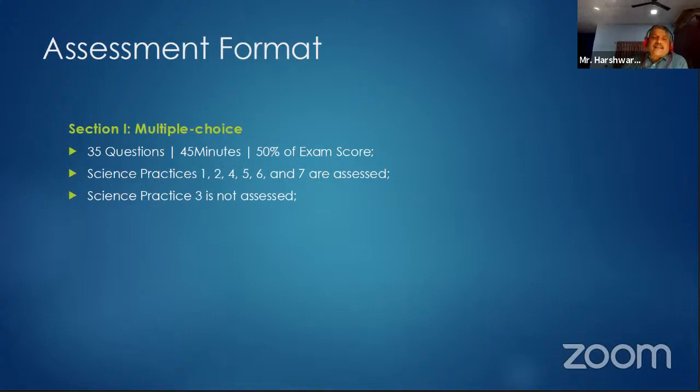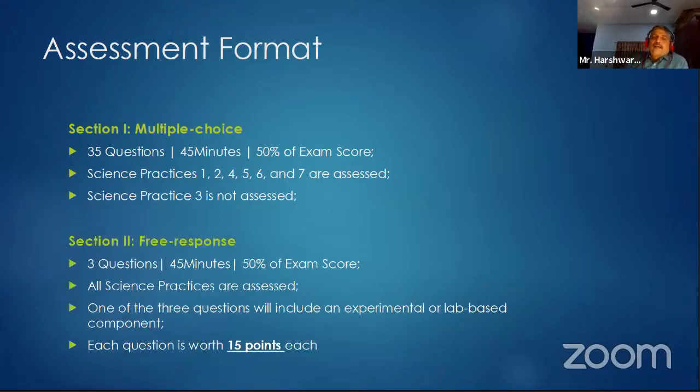The science practices that we discussed, all of them are assessed except number 3, the visualization part, which is mostly not there. With the free response questions, all the practices are tested. There are 3 questions overall which you have to do. All the questions are compulsory. You again get 45 minutes to solve these 3 questions.